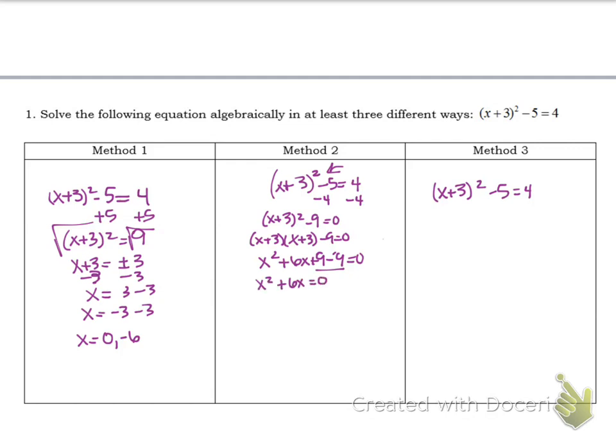I can't factor this, but there is a GCF. There's a GCF of x that I'm going to take out, so I'll get x times x plus 6. Now that I've factored like this, we can do our ZPP. So if I set this equal to 0, I'll get x equals 0. This one, if I set it equal to 0 and solve, I'd subtract 6, so I'd get x is equal to negative 6 again.